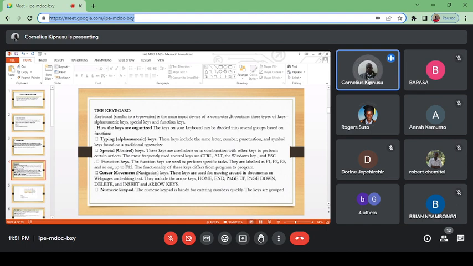Somebody was making noise. Baraza, can you repeat what the numeric keypad is?